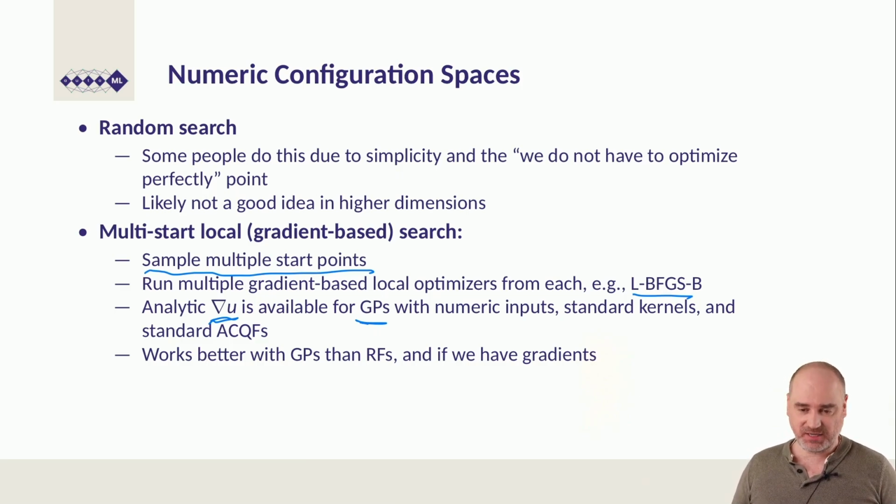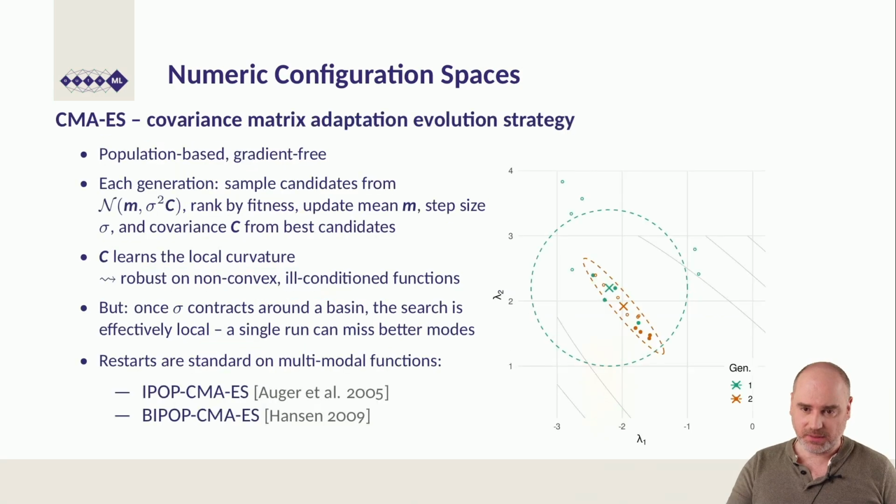You could also estimate gradients, but then you have to invest a little bit of extra overhead time for the estimation of the gradients. And if you can do this analytically, this is a bit nicer. Also, if you want to have something without gradients, there's also CMAES on numeric spaces. CMAES is for covariance matrix adaptation evolution strategy.